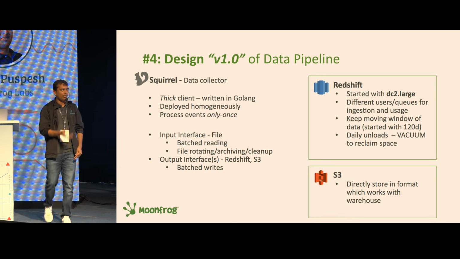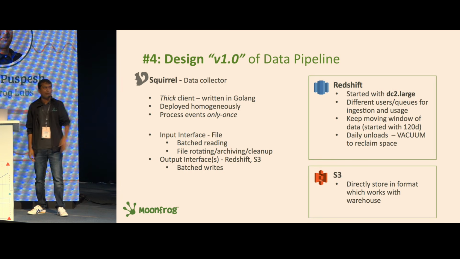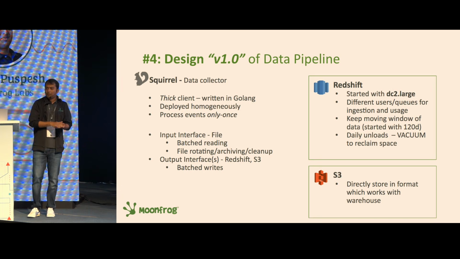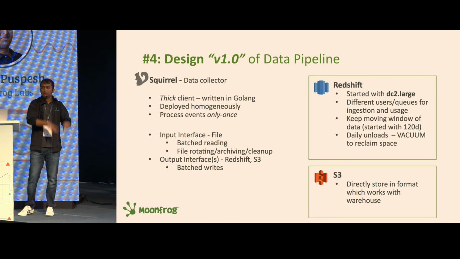Daily unloads, and vacuum to reclaim space. S3 directly stores data in the format which works with the warehouse, so that is really helpful. We stored in CSV so that we can directly do a copy command to Redshift to load it whenever we want.